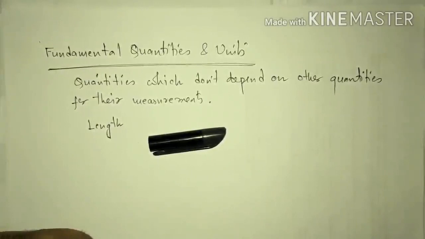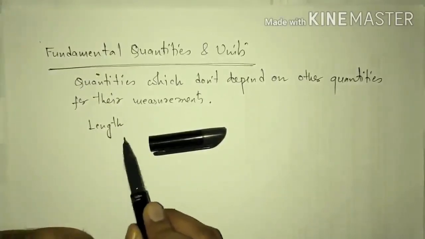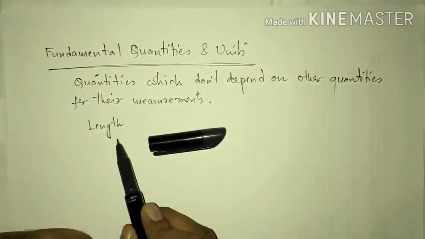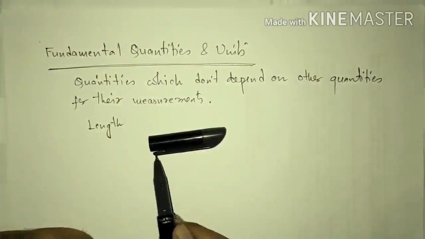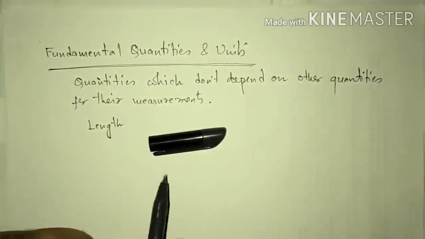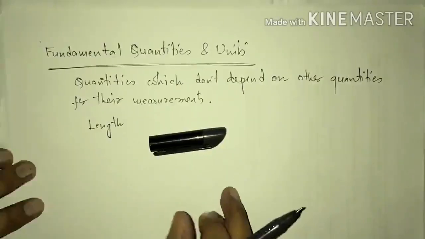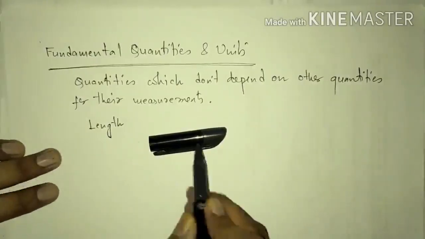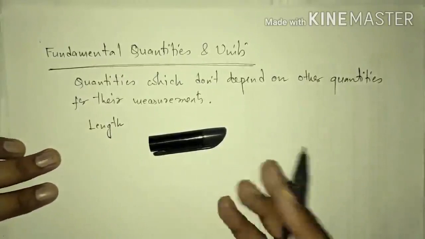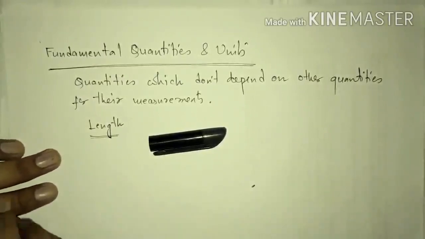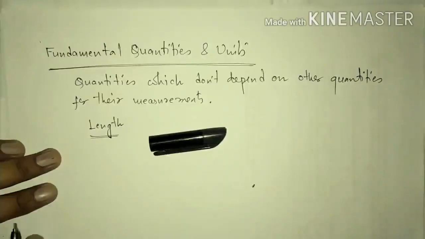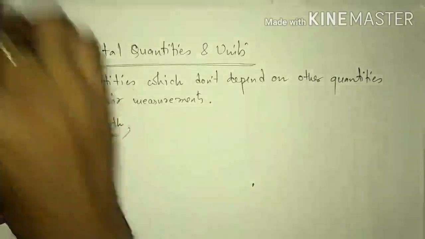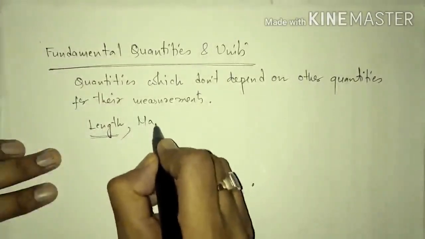That means you need not depend on any other physical quantity for the measurement of the length of this particular object. Therefore, we consider the length of an object to be a fundamental quantity. Similarly, if I ask you to give me the mass of this pen cap, then you need not even know what its length is, what the surface area of this pen cap is, what the volume is, and so on and so forth. Therefore, like length, mass is also a fundamental quantity.